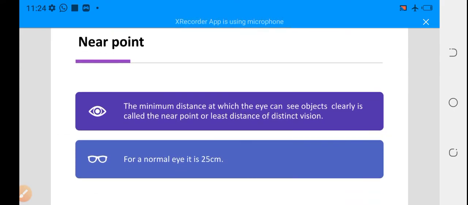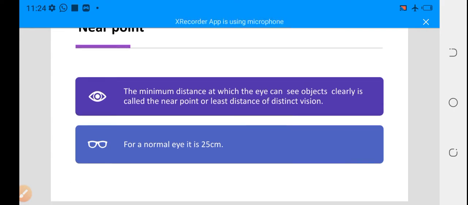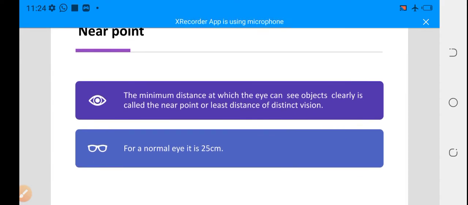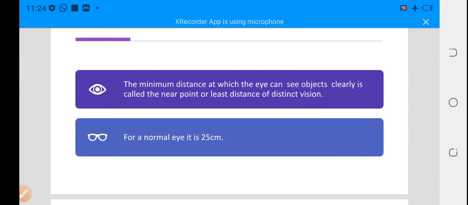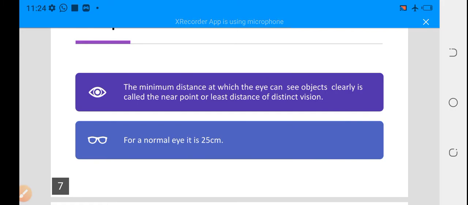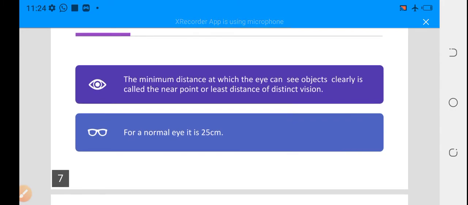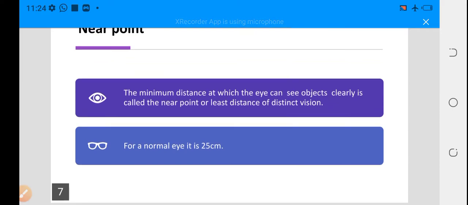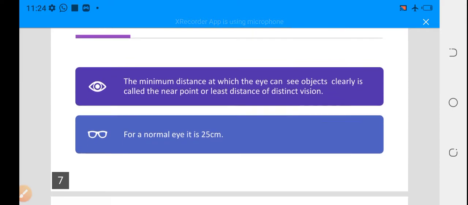Next one is about the near point of the eye. The minimum distance at which the eye can see an object clearly is called the near point, or least distance of distinct vision. When people are reading books, a young, healthy person can see the letters in a book up to 25 centimeters. This is the least distance or near point of sight.